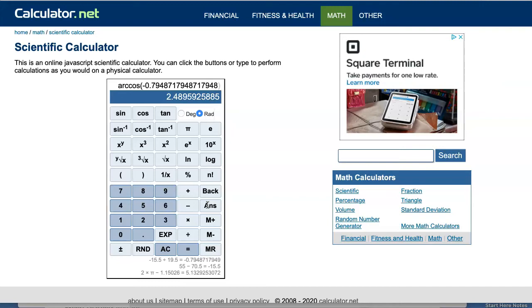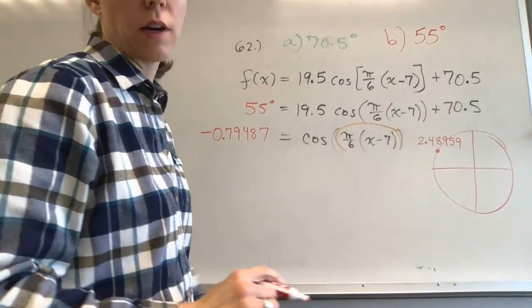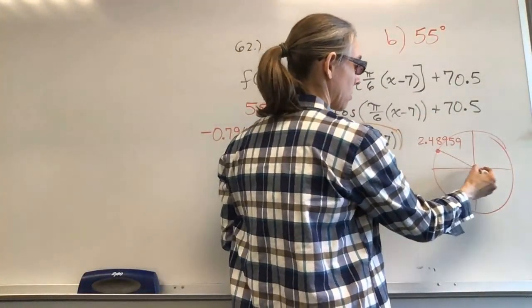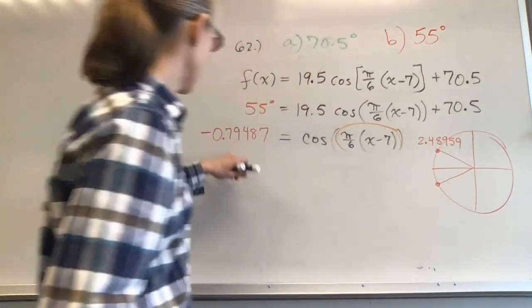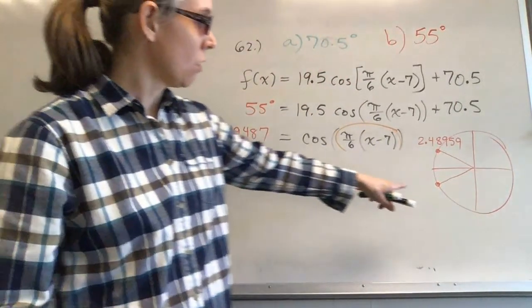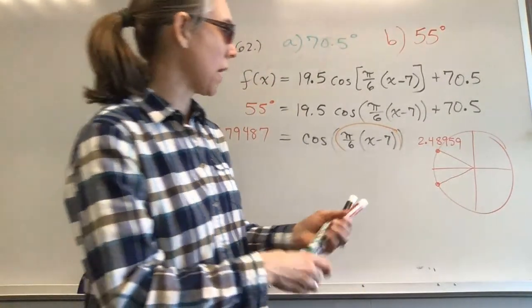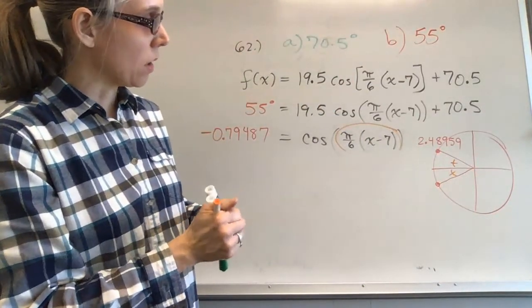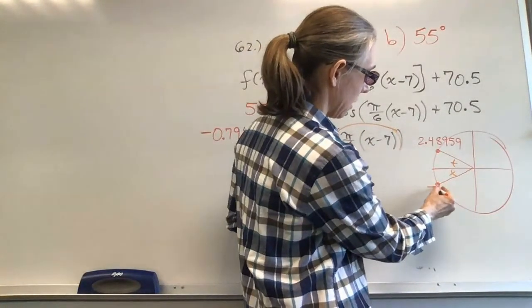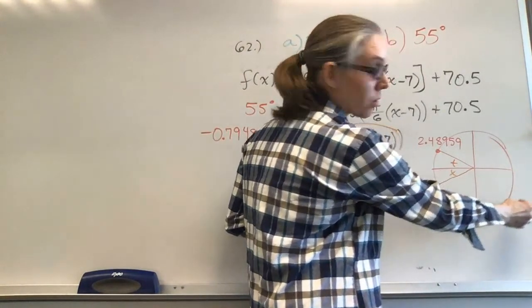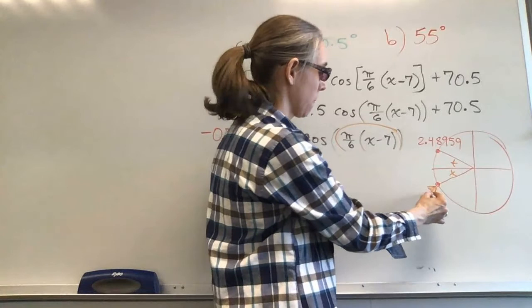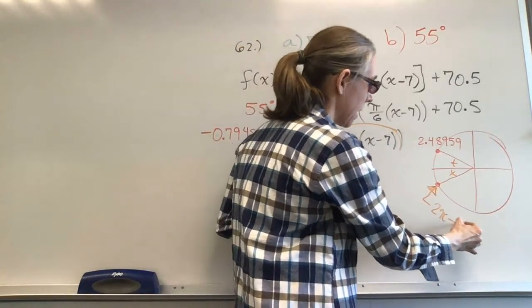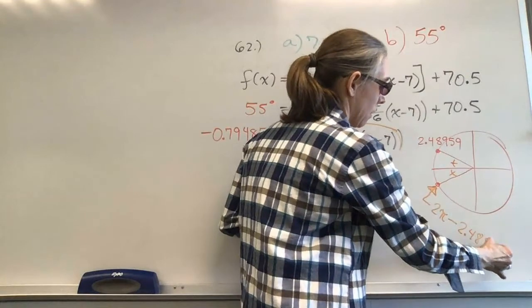I think that's enough decimal places. So I wrote that right here. So here's the first location. And then the other location where you have a value of negative 0.7948 will be right on the other side of pi. So these two angles being identical, we can find this other one by taking 2 pi and subtracting from 2 pi. This would be 2 pi minus 2.48959.